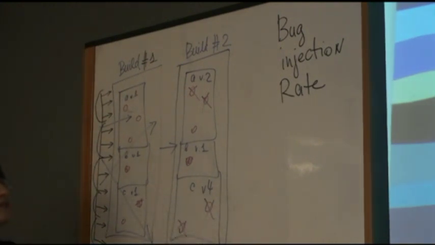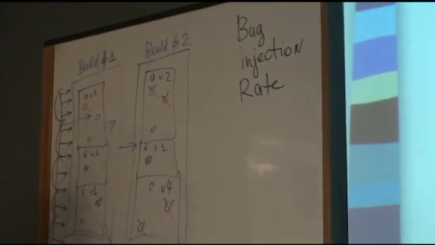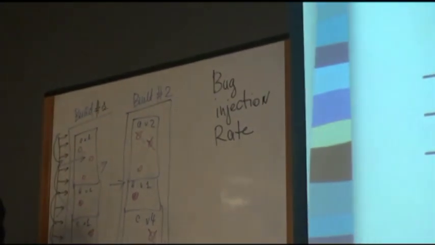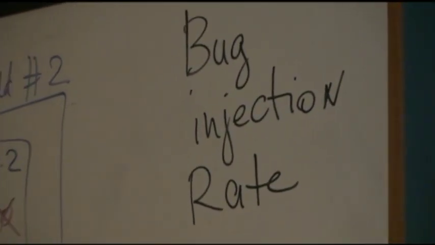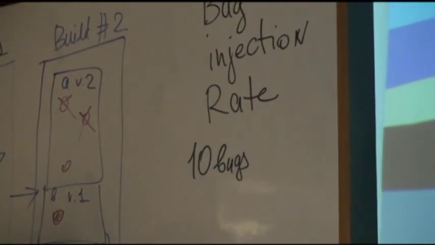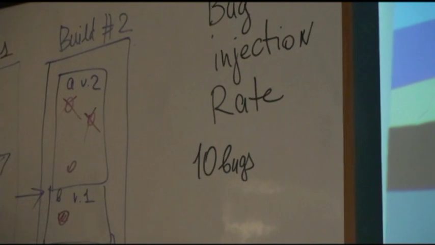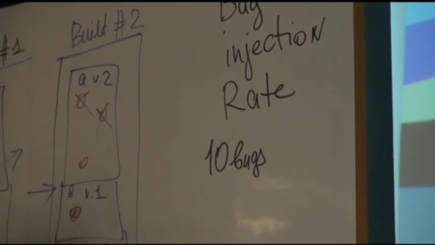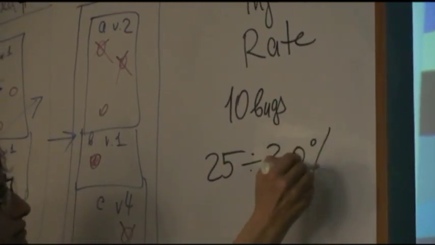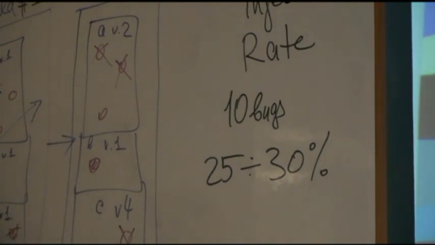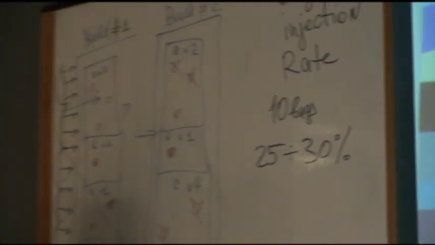So bug injection rate is approximately the number of bugs introduced by developers while fixing 10 bugs. So for example, when they fix 10 bugs, how many new bugs do they introduce? The average rate in the Silicon Valley software industry is between 25 and 30%, which means that for each 10 bugs that they fixed, they introduced 2.5 to 3 new bugs, approximately. I'm not saying they have to introduce those bugs, but this is the reality.